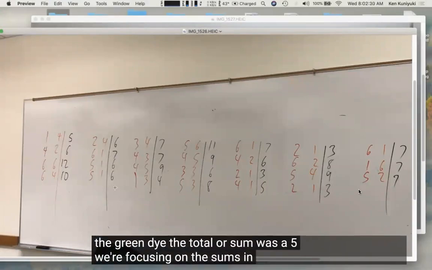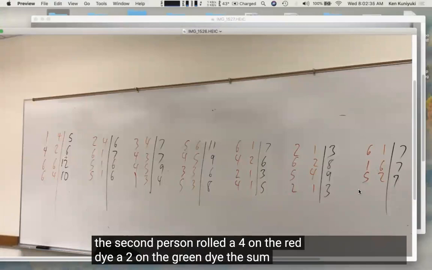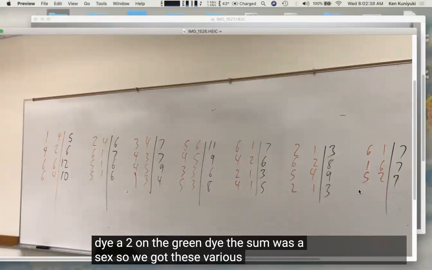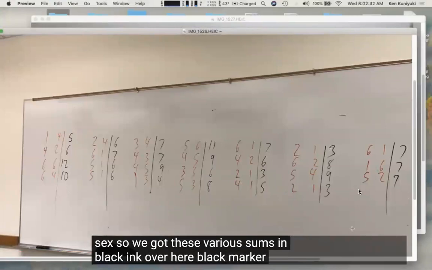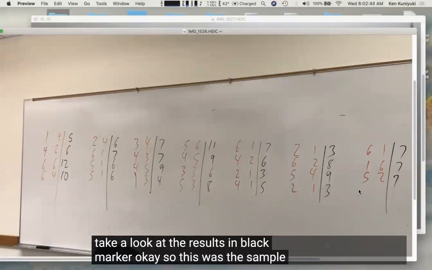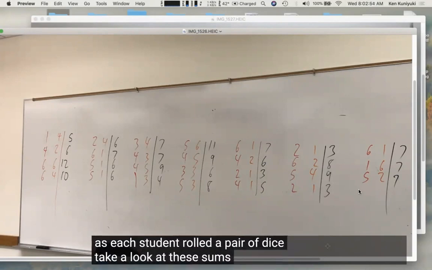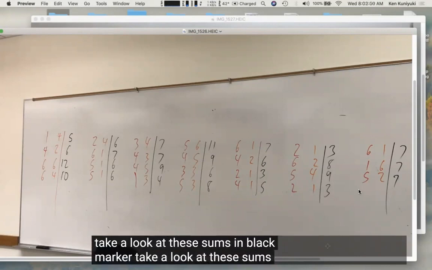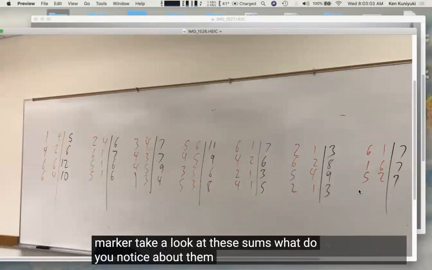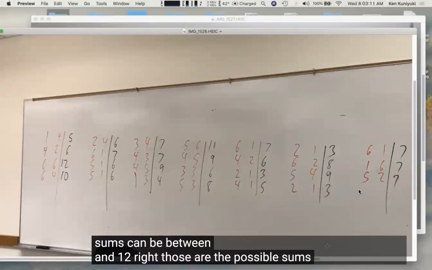We're focusing on the sums in the end. The second person rolled a 4 on the red die, a 2 on the green die. The sum was a 6. So we got these various sums in black marker over here. This was the sample sum as each student rolled a pair of dice. Take a look at these sums. What do you notice about them? Now remember that sums can be between 2 and 12. Those are the possible sums for 2 dice.